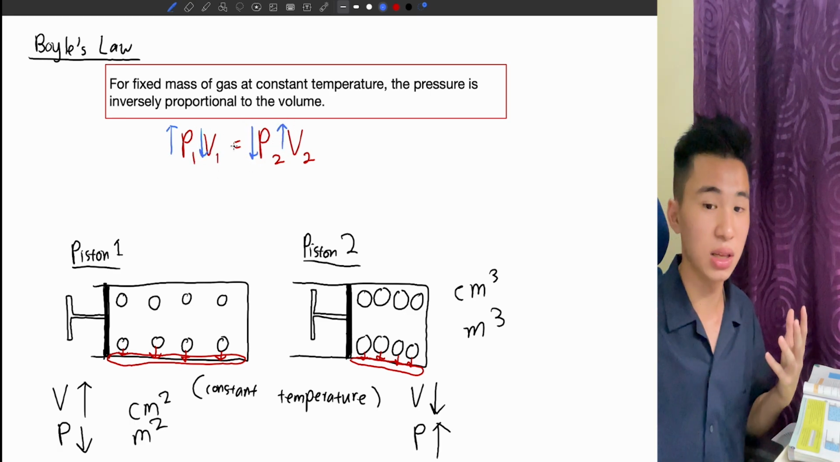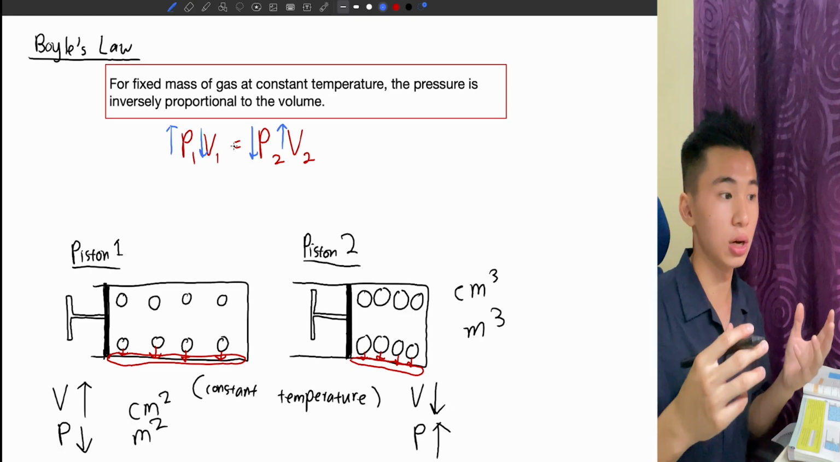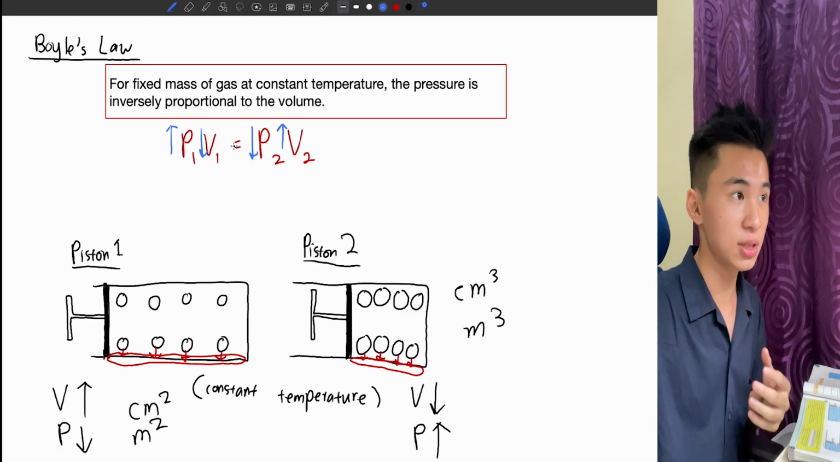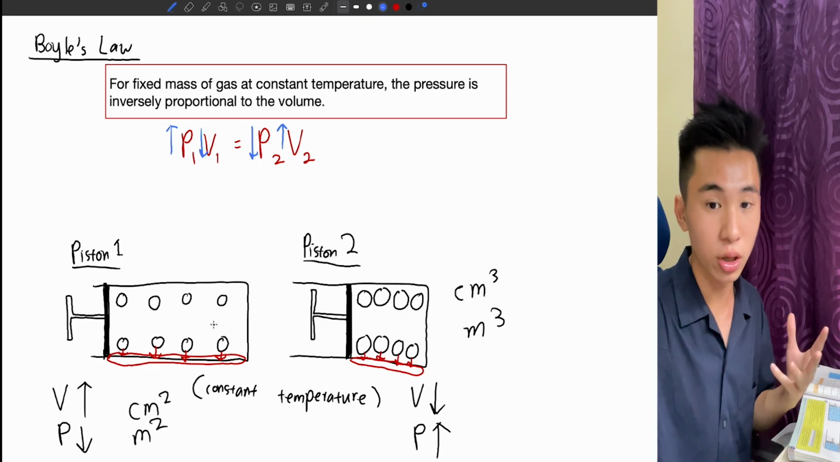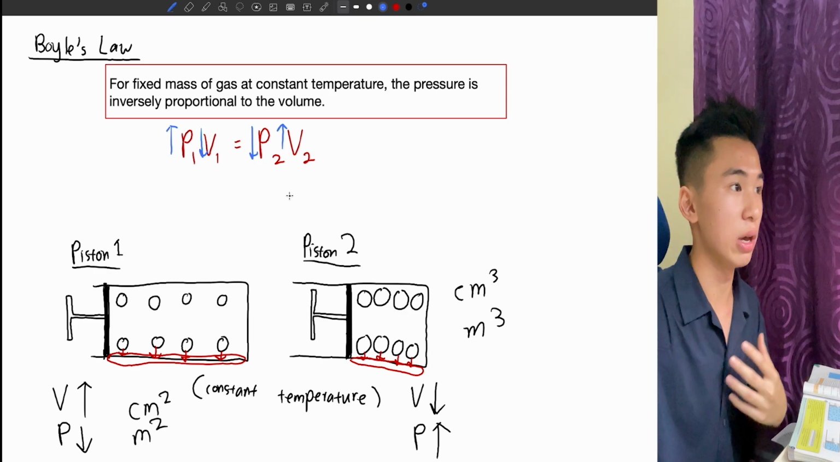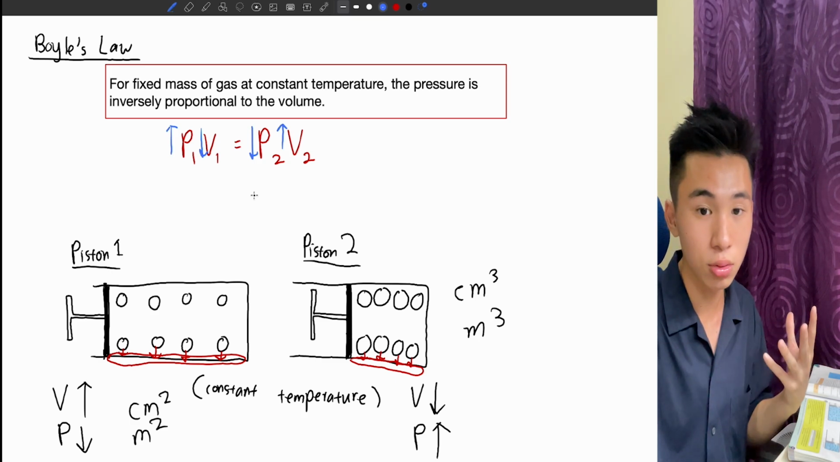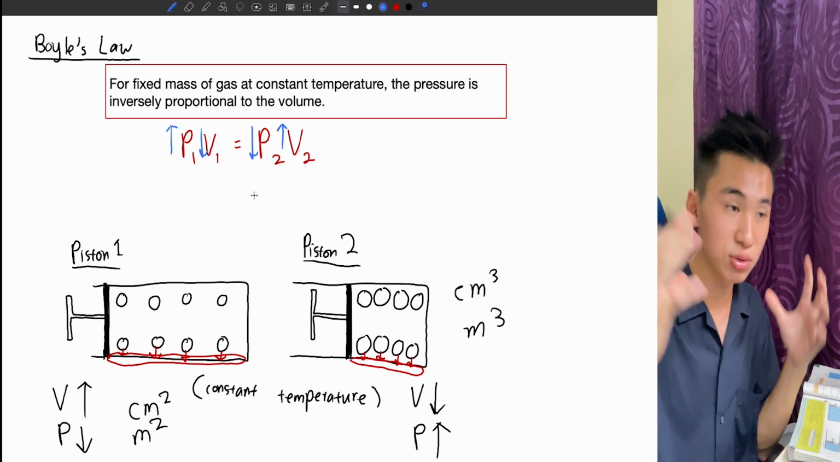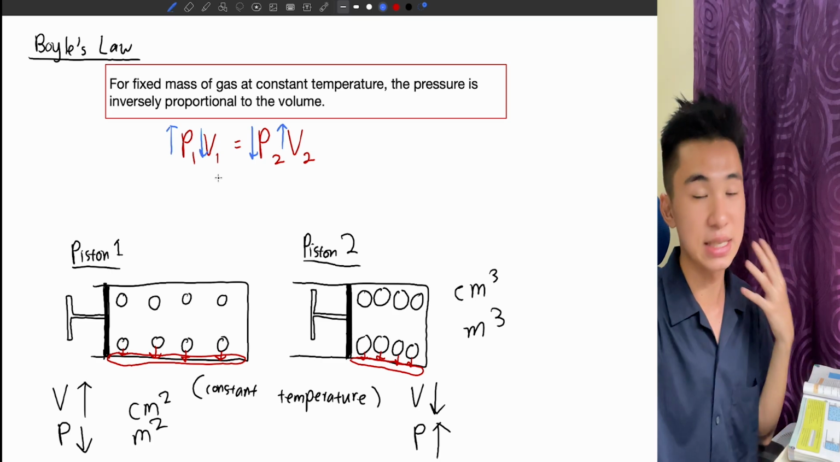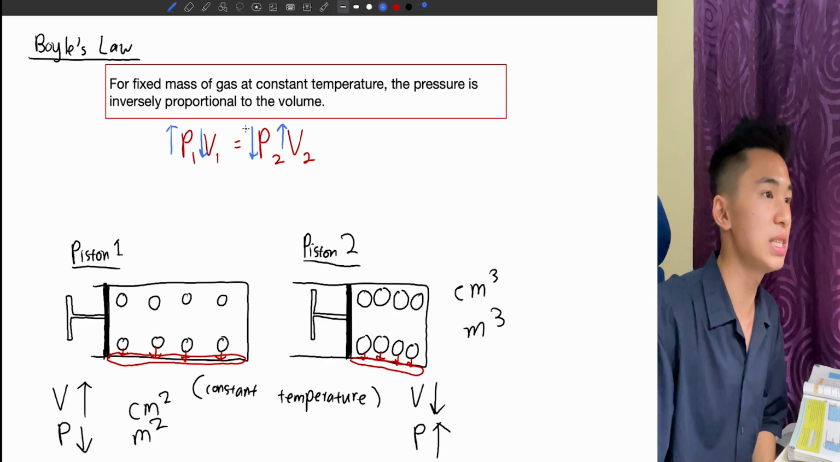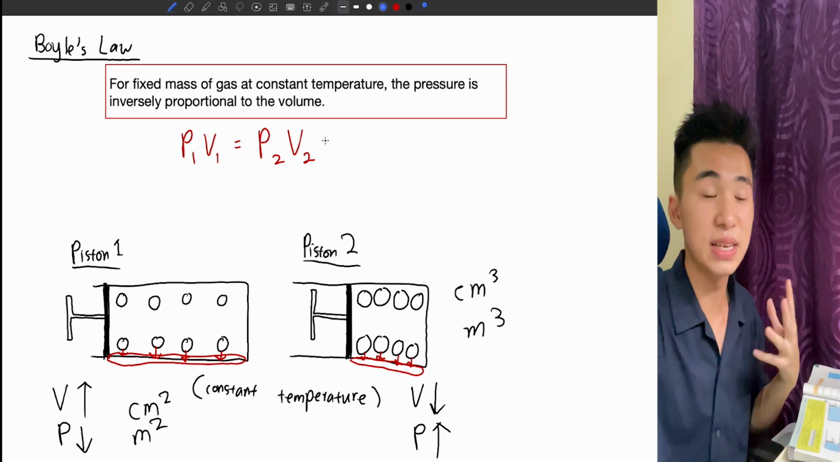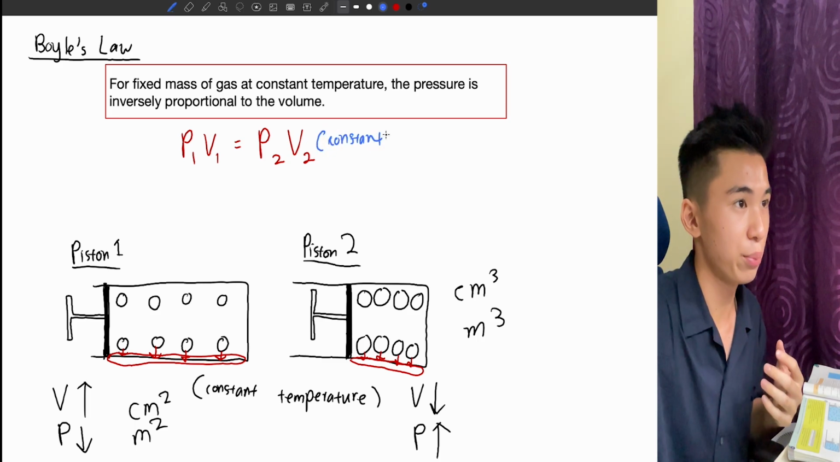So it is constant because the temperature is constant in this case, and the number of molecules is constant. If the temperature is constant and the amount of molecules in a particular closed system or container is constant, this formula will work. So this is for constant temperature.